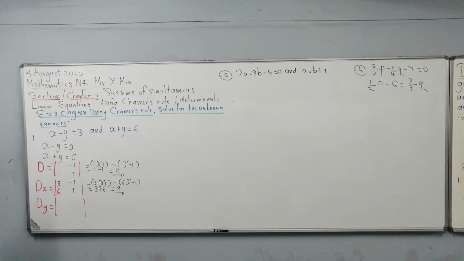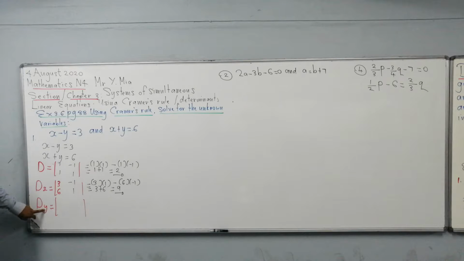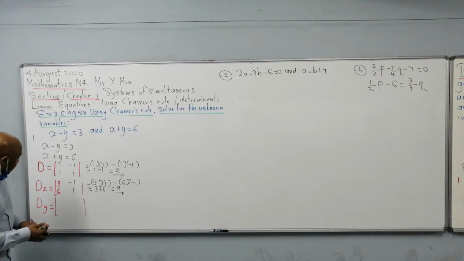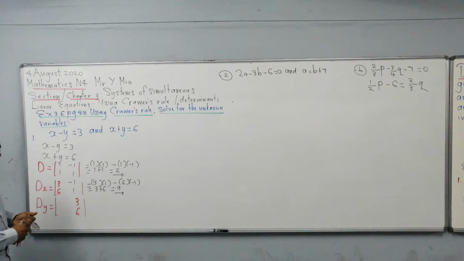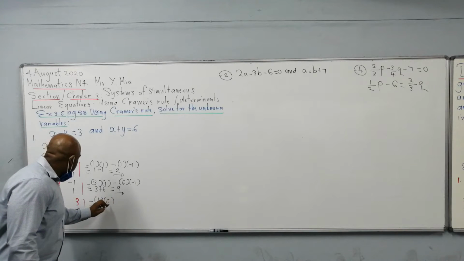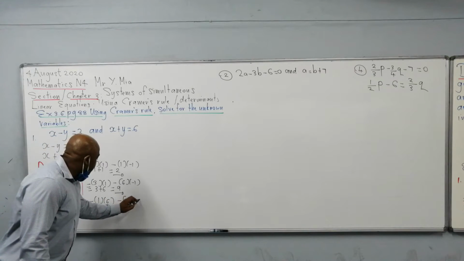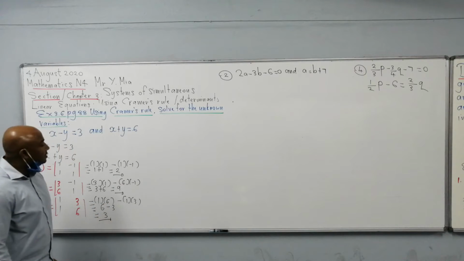For Dy, what do we do? Go back to D. D is the main thing. But this time, replace the y column. If it's y, replace the y column. If it's x, replace the x column. So replace the y column with 3 and 6. The original x column, you don't touch it. It will remain how it was already, according to D. Now, evaluate it. Go down, so that's going to be 1 times 6 minus 1 times 3. So that's 6 minus 3, which is equal to 3.